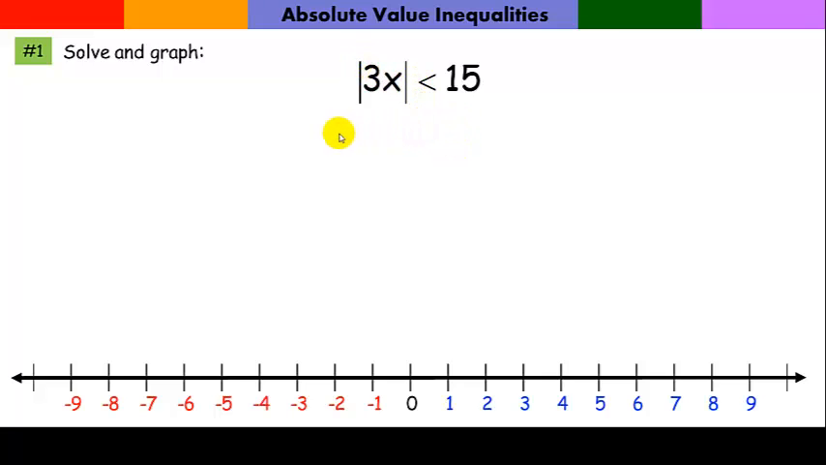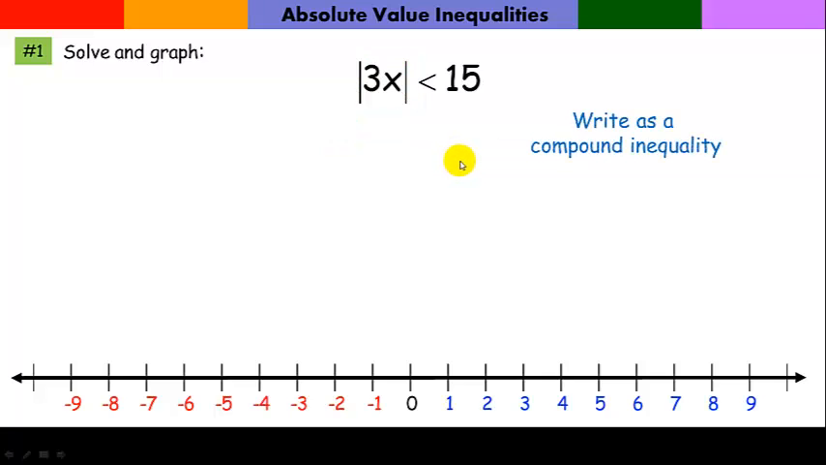So again, just looking at what this is saying is that what value of x will make this expression 3x less than 15 units away from 0 on the number line. So basically I want all the numbers that will make the expression less than 15 numbers away from 0 on the number line. So all the stuff less than 15 or greater than negative 15.